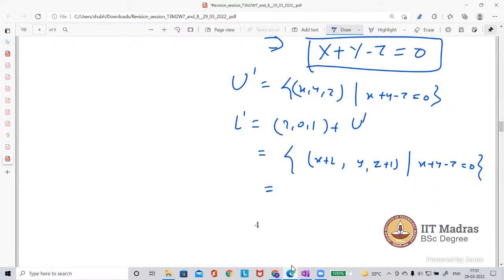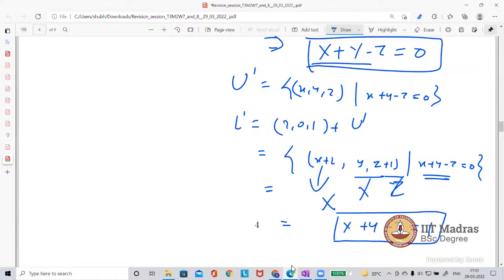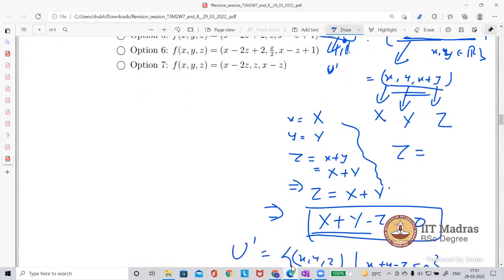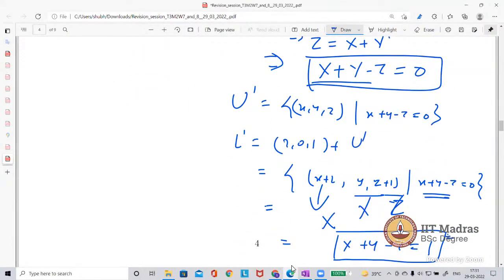No, it is satisfying X plus Y minus Z equal to 1. Now again you want a relation. So assume again the same. This is the best way of finding it: assume this is capital X, this is capital Y, and this is capital Z, and find the relation. If you try to get the relation, it will give X plus Y minus Z is equal to 1. So that means L prime will be X, Y, Z such that X plus Y minus Z is equal to 1. So finally you got it.